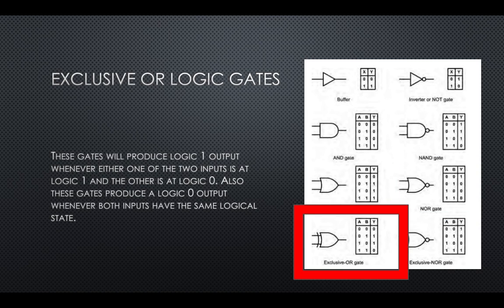Exclusive OR logic gates. These gates will produce logic 1 outputs whenever either one of the two inputs is at logic 1 and the other is at logic 0. Also, these gates produce a logic 0 output whenever both inputs have the same logical state.